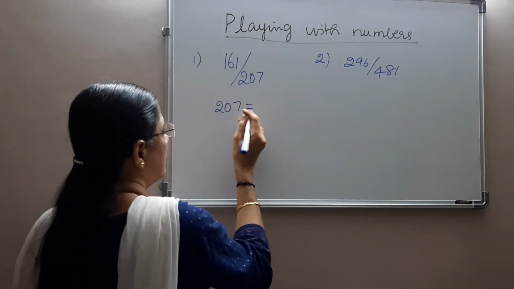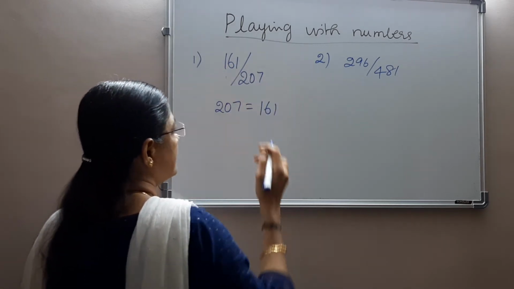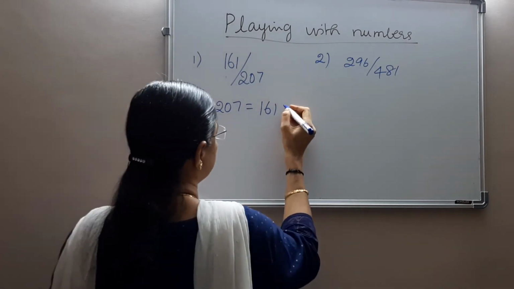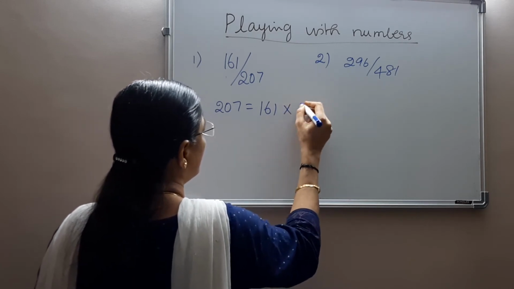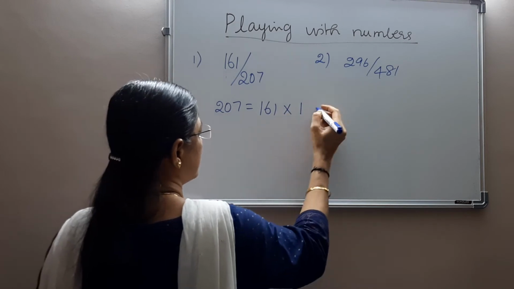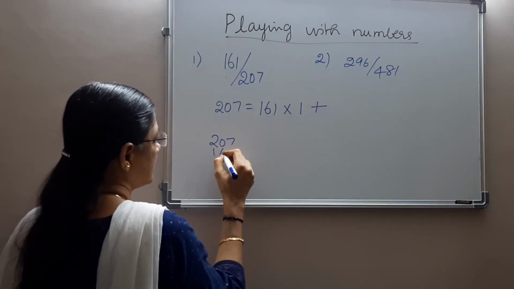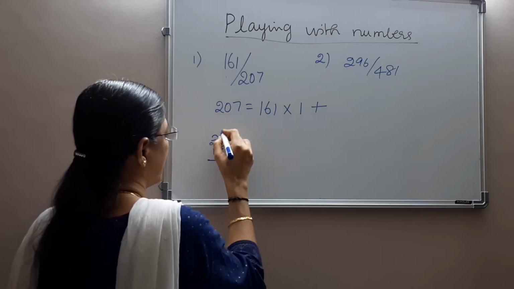That is the dividend. Take the largest number to be the dividend and take the divisor as the smaller number, 161 into 1 times, because 161 into 2 will go more than 207, isn't it? So 161 into 1 plus, what is 207 minus 161? That will be your remainder.